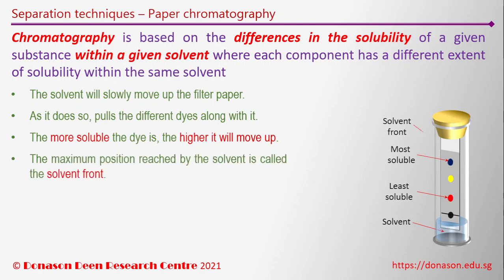The maximum position reached by the solvent is called the solvent front. Once the solvent stops rising, we can remove the chromatogram paper and mark the position of the solvent front before the paper dries. In that way, we would be able to know the position of the solvent front. From the chromatogram in this example, we can also see that the ink is a mixture of 3 dyes. If there was only one spot, then we can conclude that it is a pure dye.